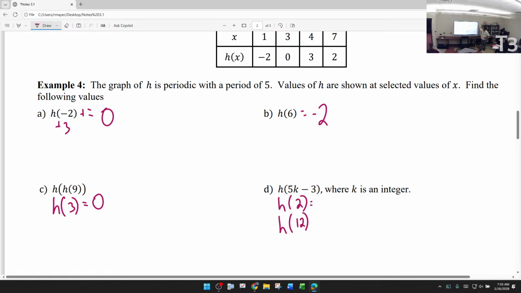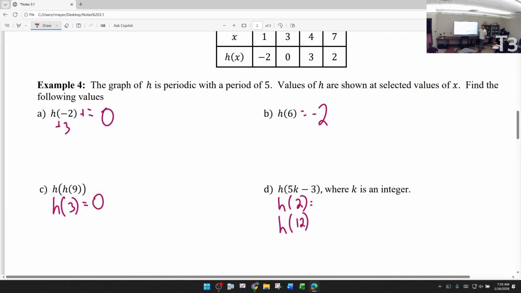Because at 2, I don't have a 2. Oh, I got to subtract. No, I did that. Where k is an integer. 2, 12, 7. Oh, I can add 5 because it's a period. Y'all good? Right? Because at 2, I don't have a 2, but it says a period of 5. So I can add 5 to 2. And if I add 5 to 2, I'm at 7. What if I add 5 to 12?